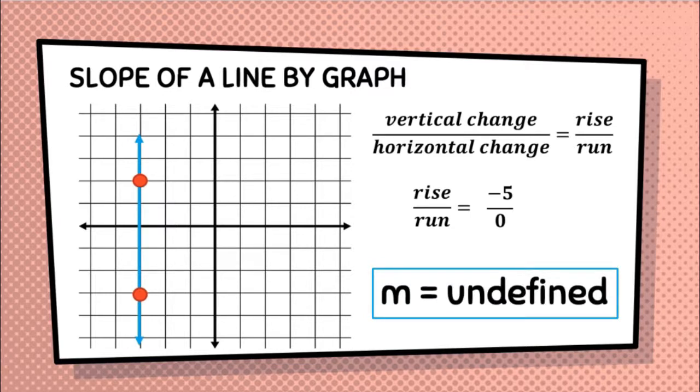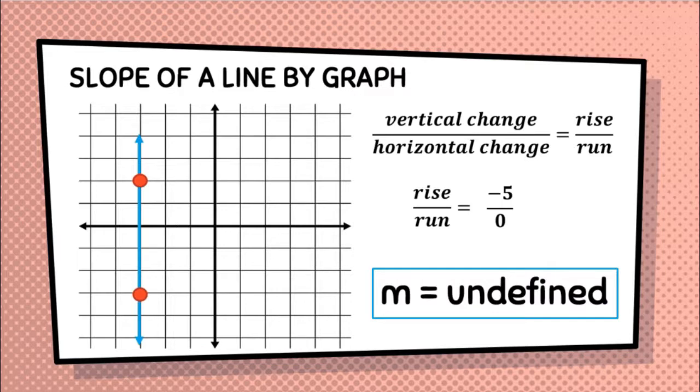Simplify them. Therefore, we have undefined. Any number divided by 0 is undefined. Notice that the trend of our line from the graph is parallel to our y-axis. That's why our slope is undefined.